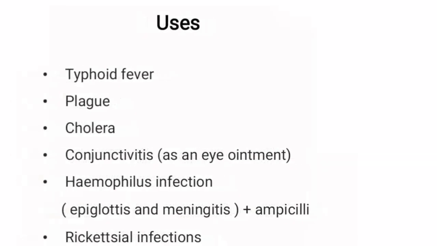Now we will see the uses of chloramphenicol. It is used in the treatment of typhoid fever, plague, cholera and conjunctivitis, and in conjunctivitis it is used as an eye ointment. It is used in the treatment of Haemophilus infections, that is epiglottitis and meningitis, for which it is used in combination with ampicillin. And it is used in the treatment of rickettsial infections.